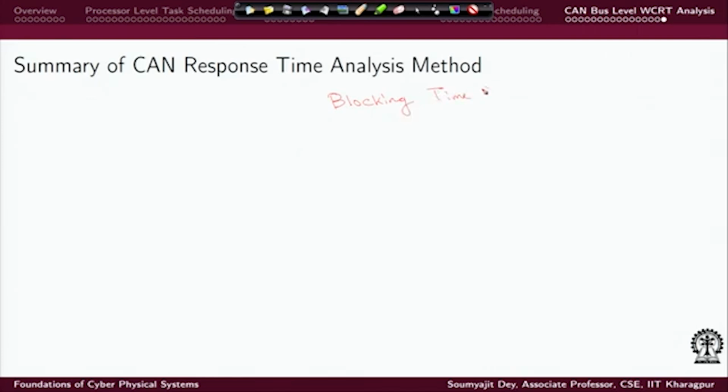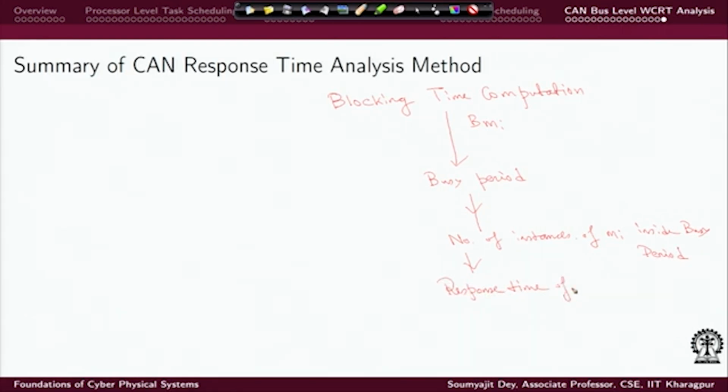So if I just quickly summarize what this response time analysis method was, what we started with was blocking time computation, and for some message mi, it gave me this BMI, right? And then using that we computed the busy period, and then using the busy period we computed the number of instances of mi inside this busy period, and then we calculated the response time of each instance, and then we took the max of the previous calculation, right?